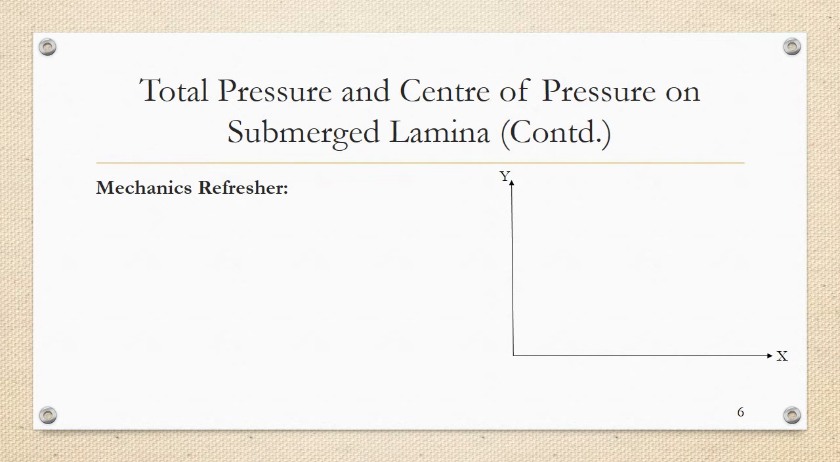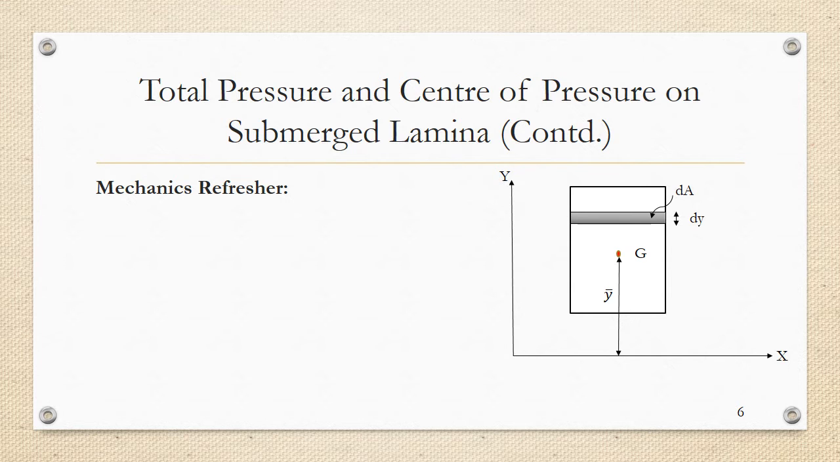Before we move forward, I would just like to give you a small mechanics refresher, some things that you have studied in your engineering mechanics class, which will be helpful for you in the derivations that we will be doing further on. If there is a body and it has center of gravity G, which is at a distance of y bar from the x-axis, and we take a small elemental area dA having a thickness of dy and at a general distance of y from the x-axis, then the expressions for centroid and moment of inertia are given thus.